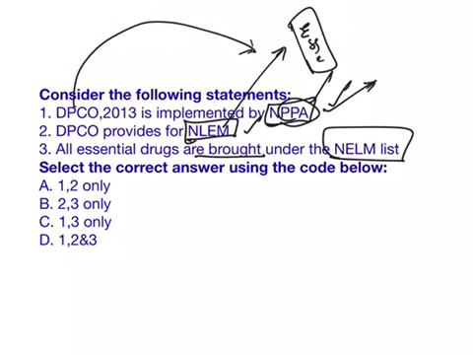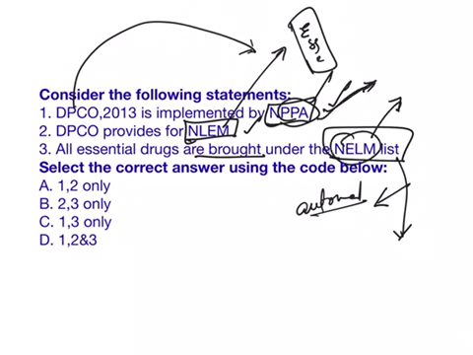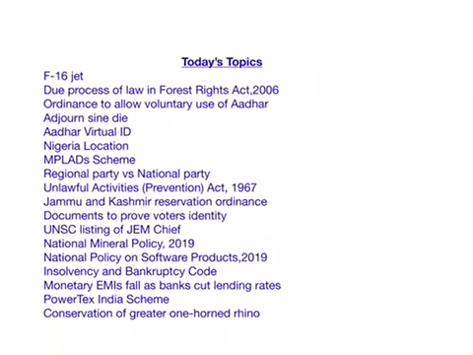Yes, the essential drugs were brought under this list, but not in an automatic route. Automatically, just because it is an essential drug, it will not come under this list. It has to be verified by this authority, and then only that essential drug will fall under this list. So this statement is incorrect, as only 1 and 2 are correct. The answer here is A, 1, 2 only. Now let's start our today's session.